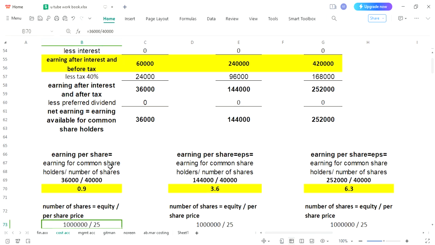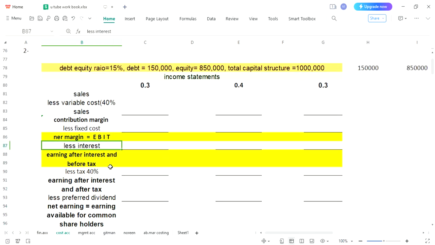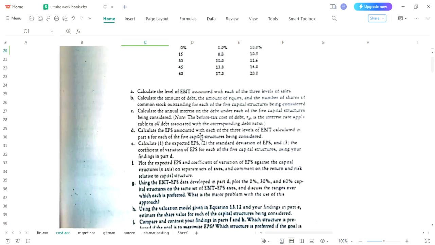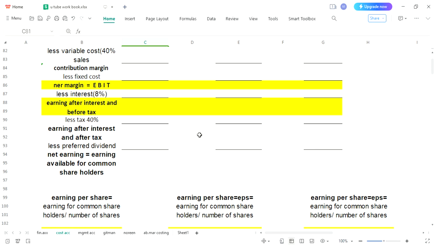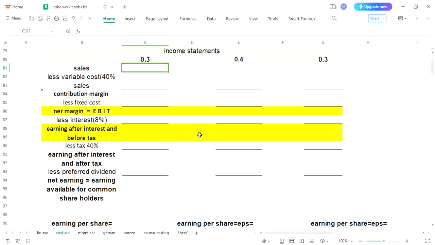Second part we are doing, and here we need to put 8%. So guys, for point 3 probability, our level of sale is 6 lakh. Let's start our question for the second option. 6 lakh amount of sales. Variable cost is 40%. 6 lakh your amount of sales.